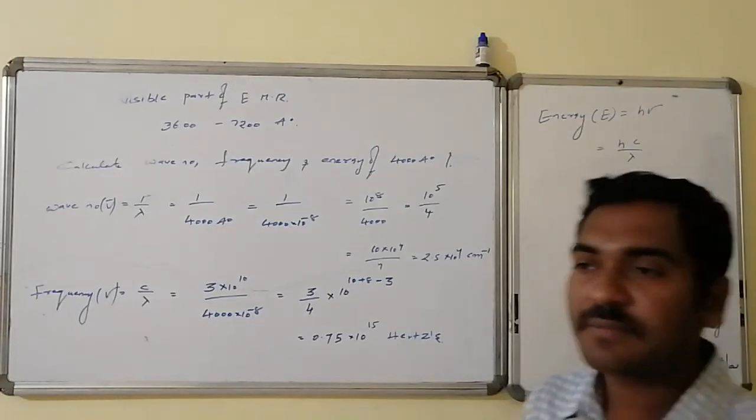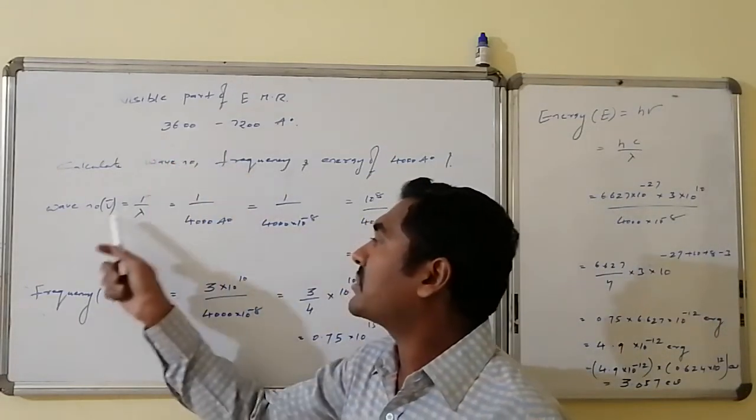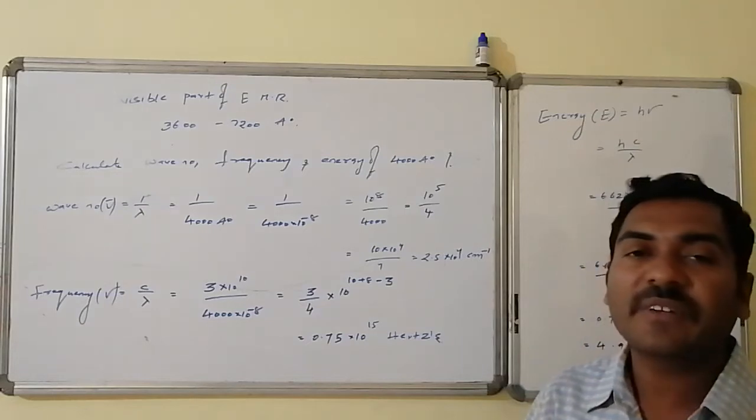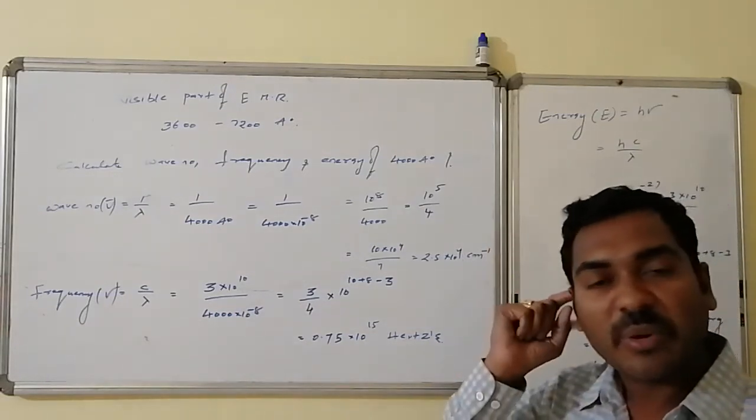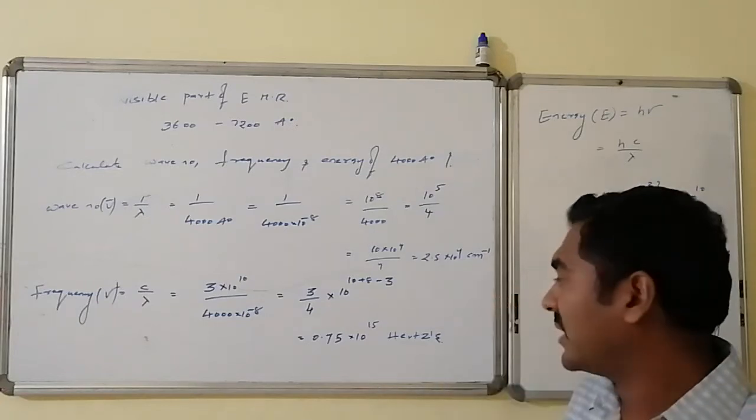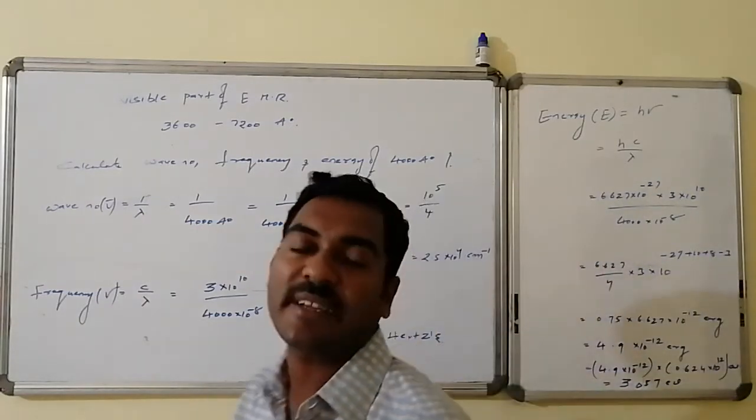This is the frequency. The same wavelength in terms of wave number is 2.5 into 10 power 4, whereas in terms of frequency it becomes 0.75 into 10 power 15 hertz, otherwise cycles per second.